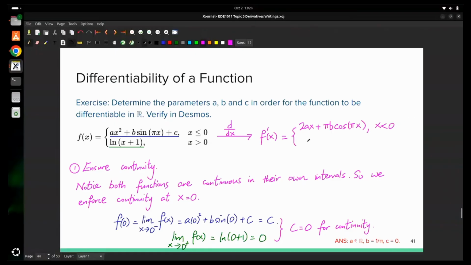Then the second function will be just 1 over x plus 1, because you differentiate ln, so it's just 1 over x plus 1. By right, you're supposed to use the chain rule: differentiate x plus 1 with respect to x, then it's a 1, so you multiply by 1, it's the same expression. So this piece applies for x more than 0. After we have evaluated our f prime, we just make sure the f prime at the top equals the f prime at the bottom so that the tangents are collinear at x equals 0. That's all.